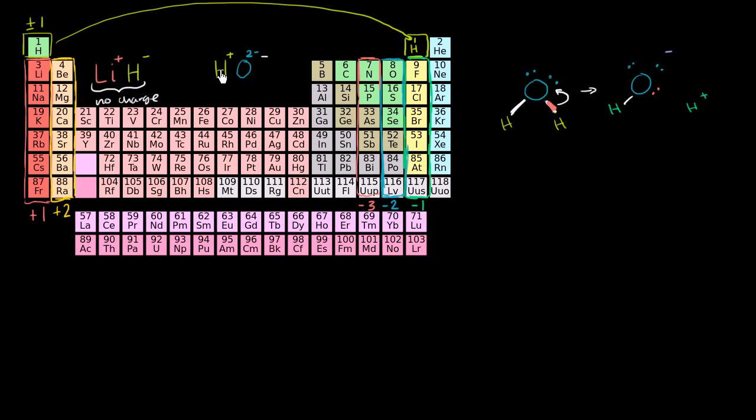Similarly, hydrogen has a +1 oxidation state, oxygen a -2 oxidation number or oxidation state. You add those 2 together, you have a -1 total charge for the hydroxide anion, which is exactly the charge that we have right over there.